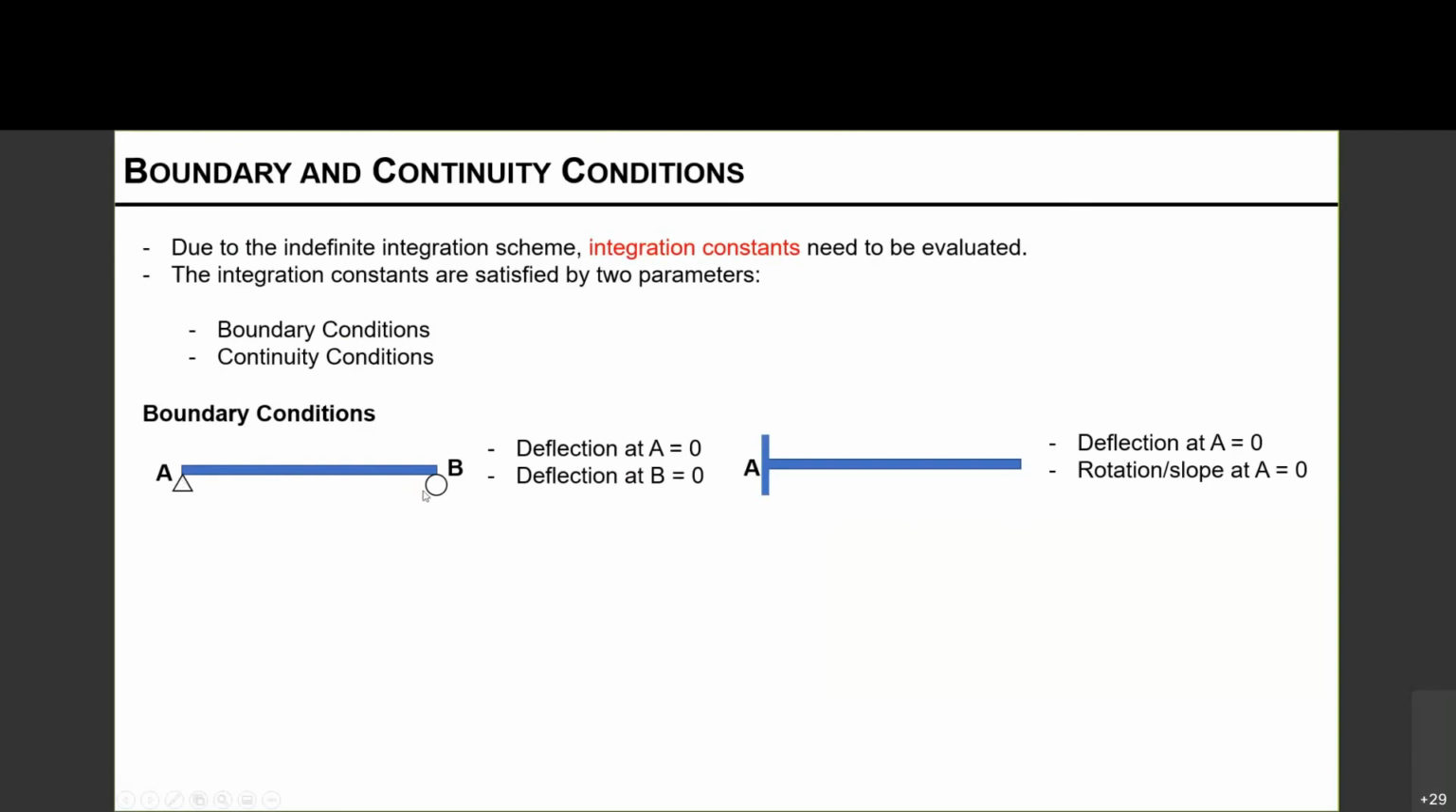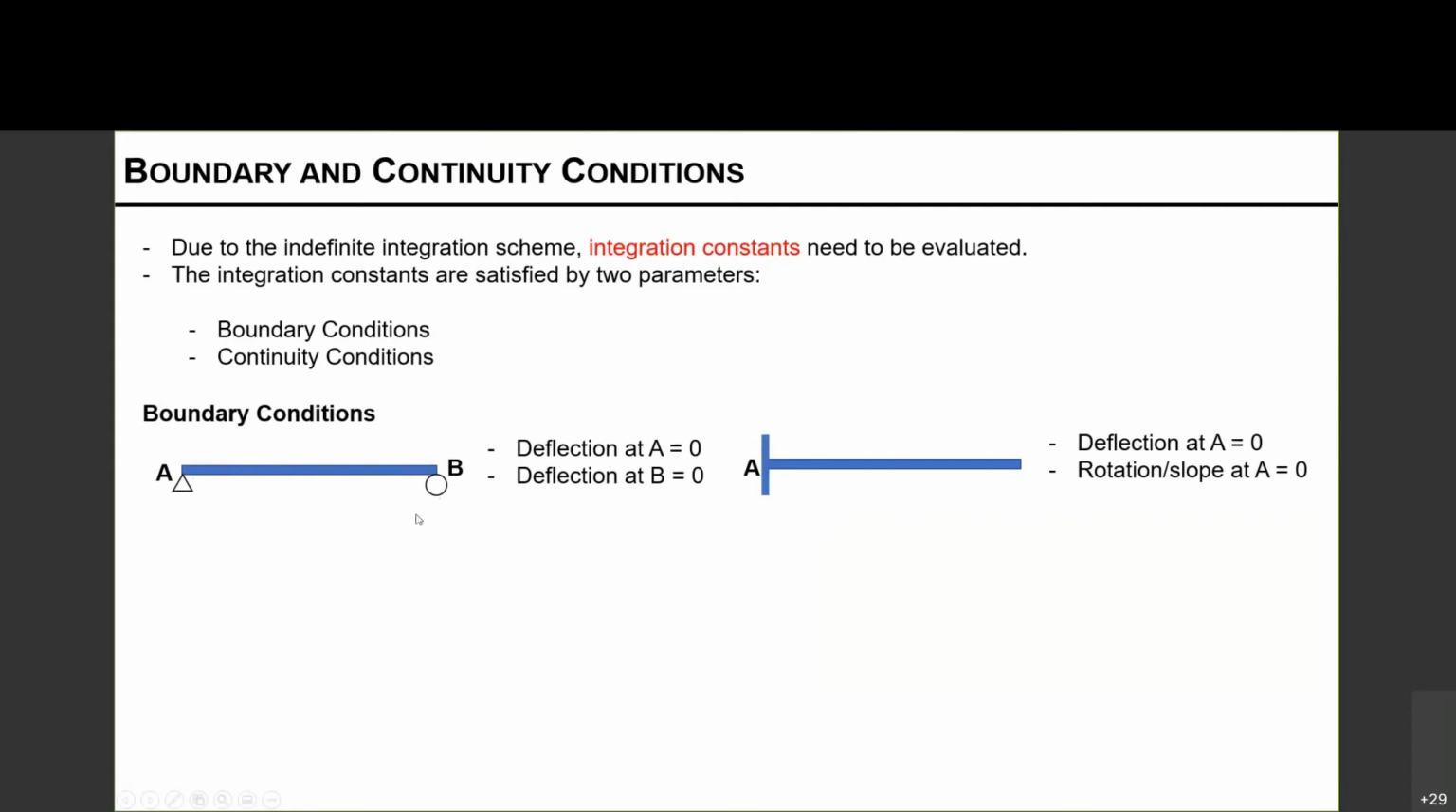Similarly, B is also a support that restrains the vertical motion. Therefore, by assigning the boundary conditions at B, we see that the deflection at B is equal to 0. By assigning these boundary conditions, we are able to get the unknown integration constants. So we will be using these boundary conditions at different locations, coming from the way that these supports are assigned.